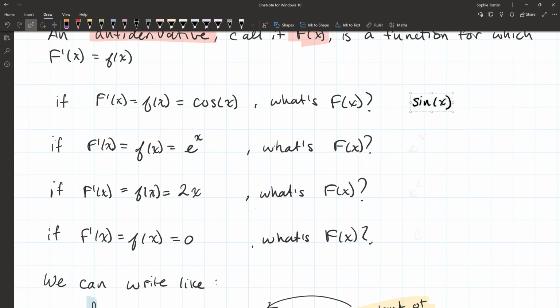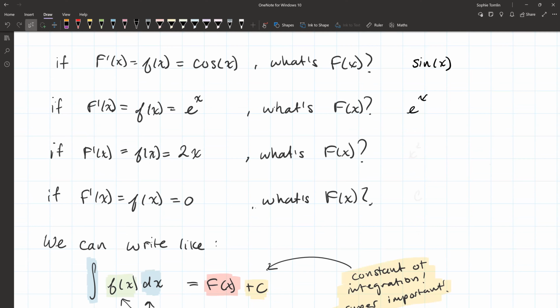Another example that we might have, so say capital F prime of x is equal to e to the x. What might its antiderivative be? So what function do we take whose derivative is equal to e to the x? Now, because e to the x is a nifty little function, its antiderivative is also just e to the x.